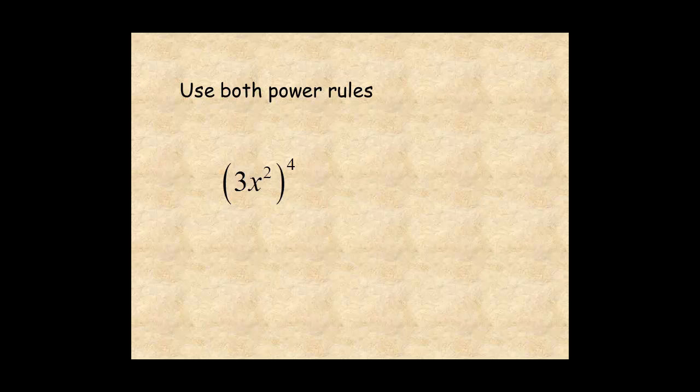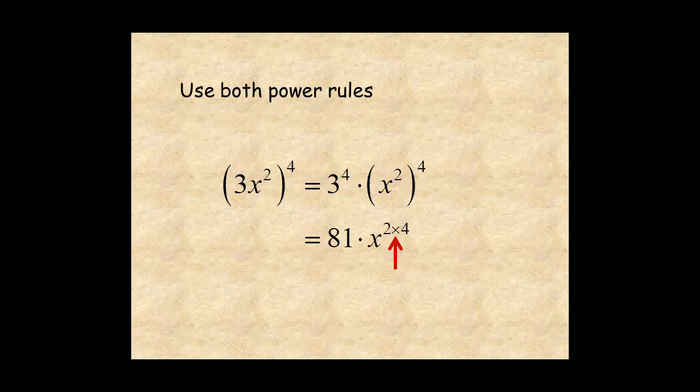Here's an example where both rules are used. First, use the power of a product rule to apply the power of 4 to the factors of 3 and then to the factor of x to the power of 2. Then use the power of a power rule to multiply the exponents, and you get 81x to the power of 8.